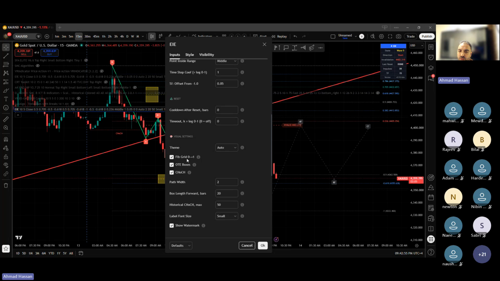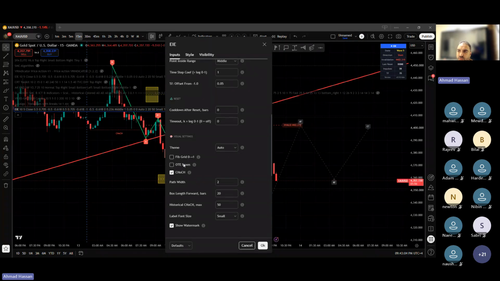So fib grid, if you want, you can use it. You don't want, you can just switch it off, not required. So it goes away. OT boxes, if you need, you can keep it. You don't want, you can switch it off. OT boxes means what? These are the yellow target boxes for 0.234. And there could be a chance that the market can retrace to these areas where they're heading.